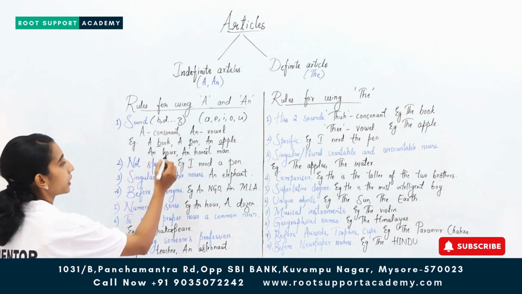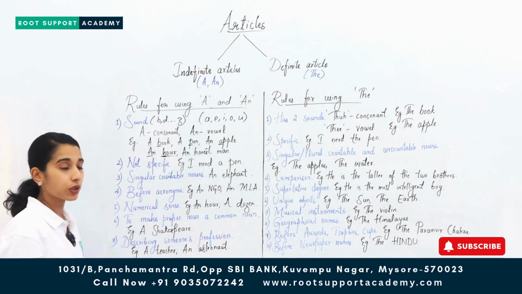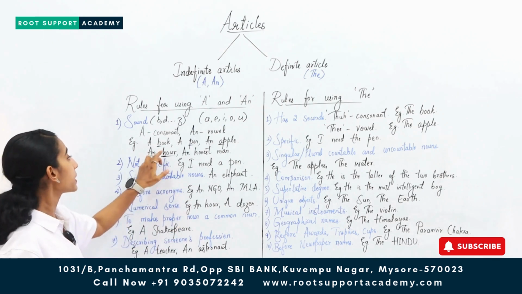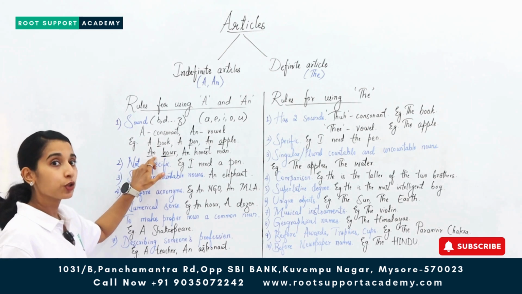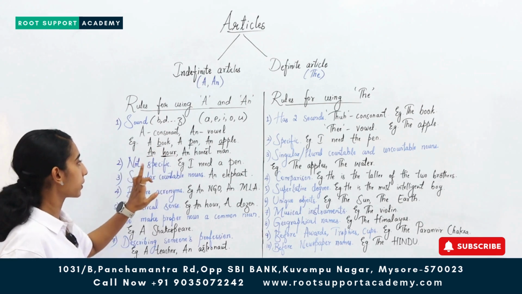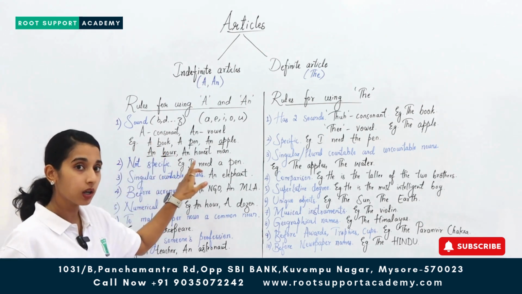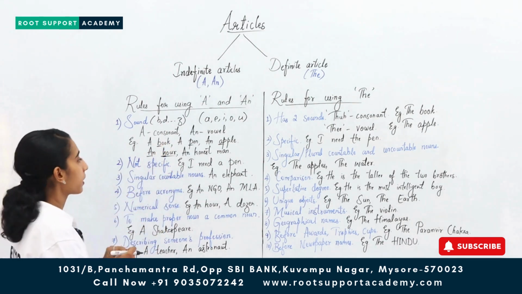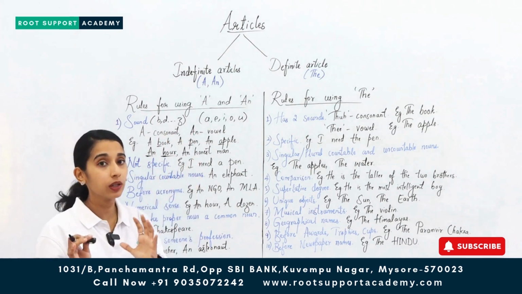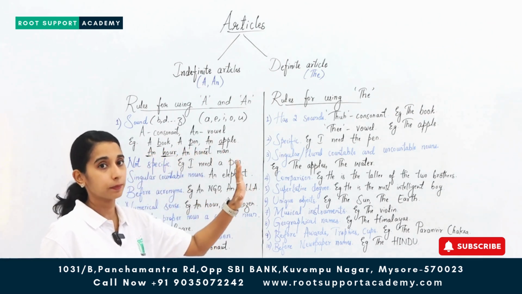Next, here I've written an hour. Here H is a consonant, and before a consonant we are supposed to use a. But still here I've written an. So we are going with the sound and not the consonant that is given here. Here H is silent. We pronounce this as 'an hour'. We don't pronounce the H. That is why we've used an. So an is used before a vowel or vowel sound. Next, similar goes with an honest man.